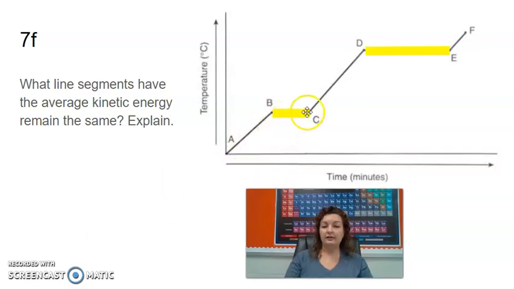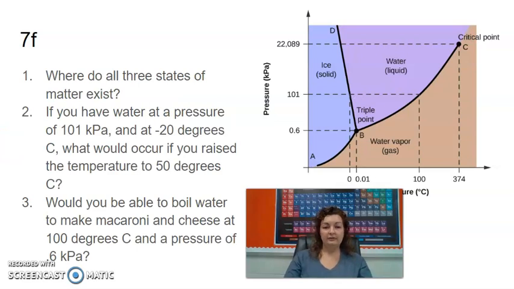So they're going to remain the same anywhere temperature does not change. If you look right here on our phase changes, at our melting and freezing, at our vaporization and condensation, our temperatures are not changing. That is where our particles are going to remain the same motion. Therefore, our kinetic energy is staying the same. All right. The lines where we have solid phase, we are increasing or decreasing temperature. So the kinetic energy is changing. They're either speeding up or they're slowing down, right? Moving on to the next one.